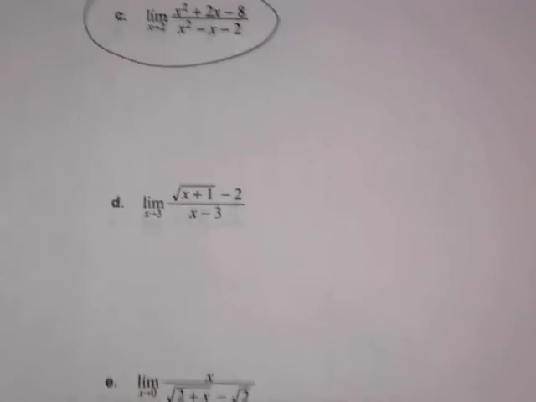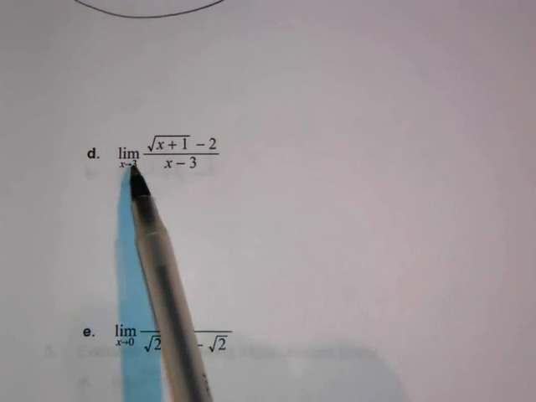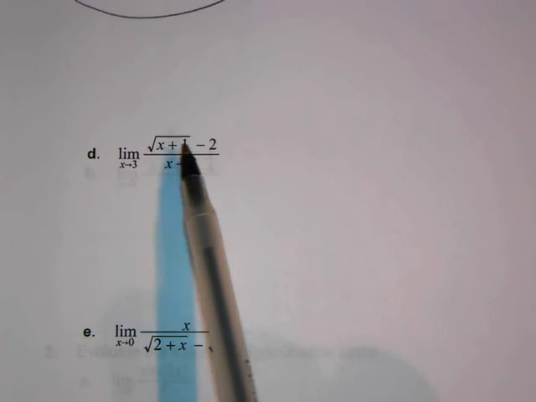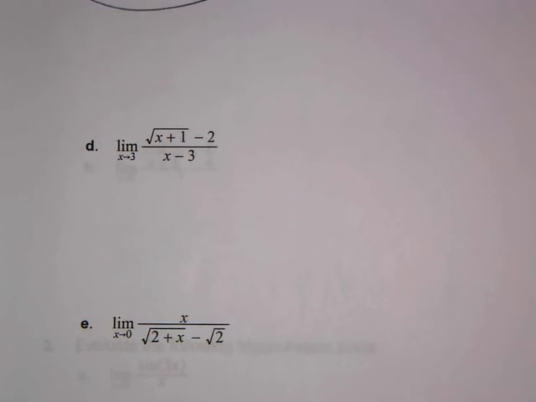Alright. Problem D. Again, if I'm attacking problem D, I try to plug the number 3 in. When I plug 3 in, I get 3 plus 1, that's 4. Square root of 4 is 2. 2 minus 2 is 0. 3 minus 3 is 0. I get 0 over 0. Okay, but this is a different situation. This time I can't factor and reduce.